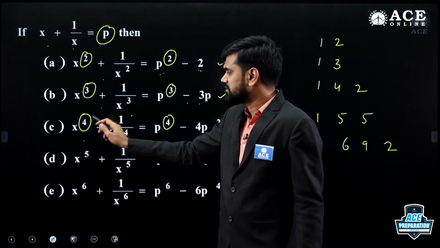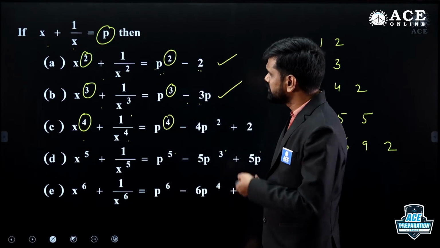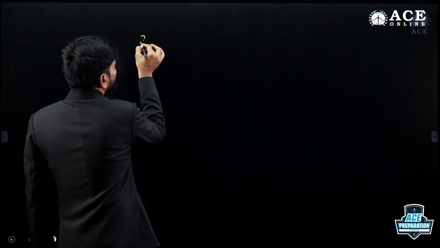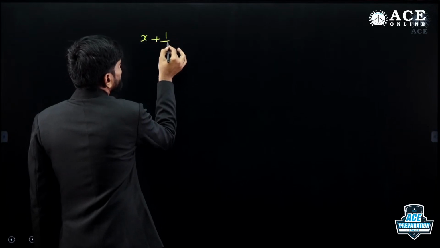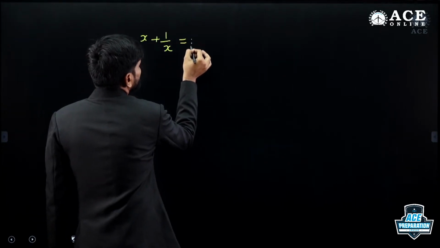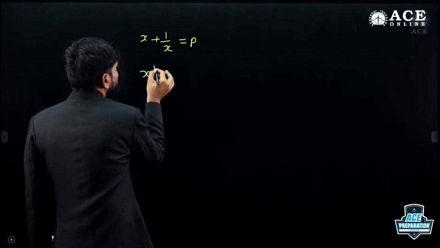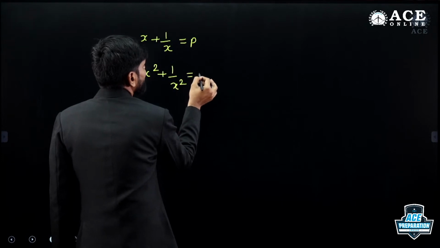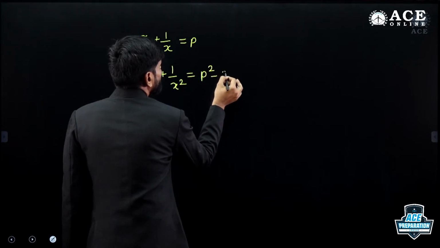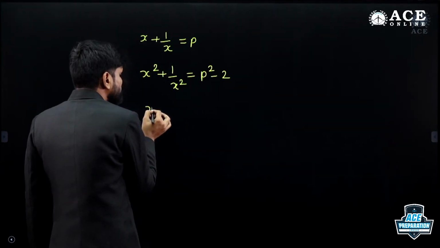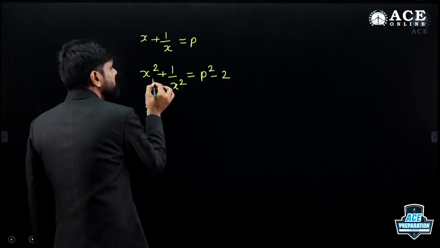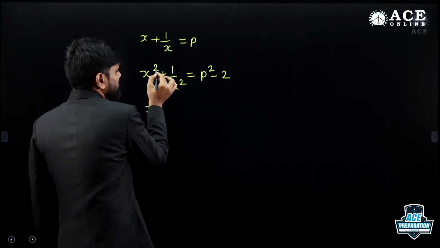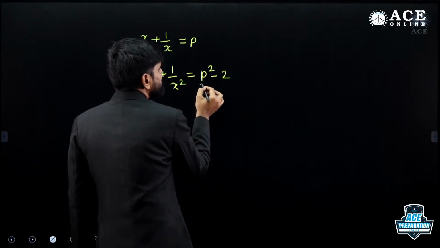So here, x power 4 plus 1 by x power 4 if I want, I'll just show you so that you will get the idea. If x plus 1 by x is equal to p, from this I can say that x square plus 1 by x square equal to what? P square minus 2. This I have already derived. If I want x power 4 plus 1 by x power 4, what I should do? Just square this one. You imagine this as x plus 1 by x equal to p.